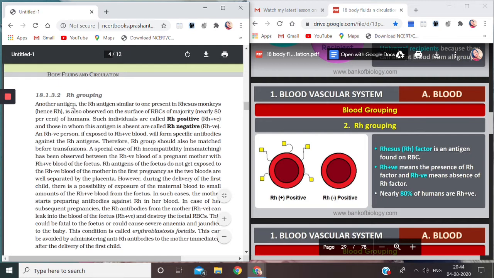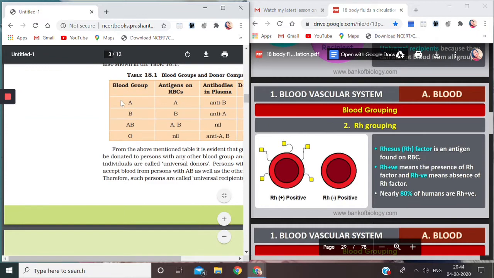Children, another antigen. I told you that in your RBCs there are antigens present on the surface of the RBCs. If the RBC has antigen A, then the blood group is A. If the RBC has antigen B, then the blood group is B. If the RBCs have both the antigens A and B, then the blood group is AB. But if the RBCs do not have any antigen at all, then the blood group is O.